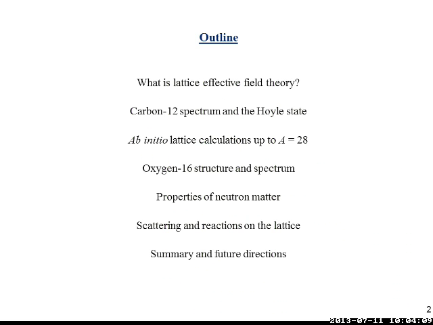OK, so I'll start off by reviewing what exactly is lattice effective field theory. So this will actually take up maybe half the talk, because Francisco asked me to do a lot of sort of formalism and algorithm type stuff. And then I'll give some results on the carbon-12 spectrum, on the Hoyle state, and show some ab initio lattice results up to A equals 28. This is something Timo already covered, but since this is sort of central to the algorithms, it's good to cover it again. Then I'll talk to you about the oxygen-16 structure and spectrum and properties of neutron matter and some work we've done on scattering and reactions on the lattice.